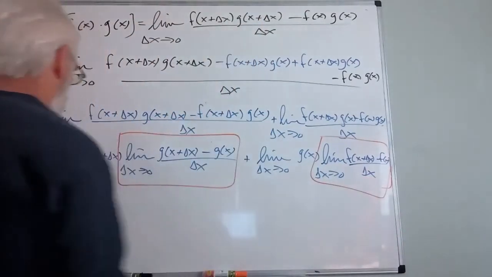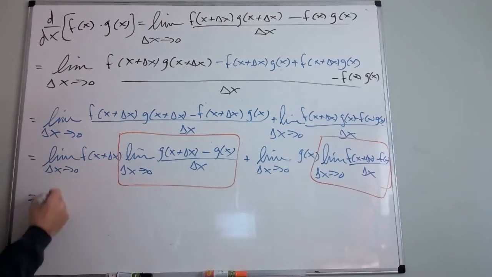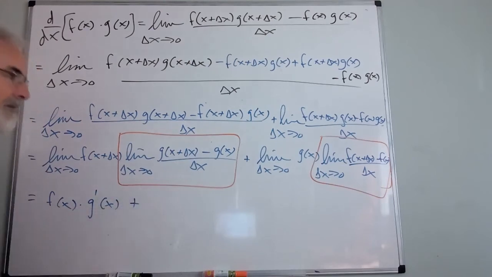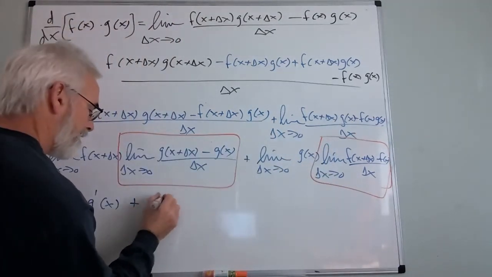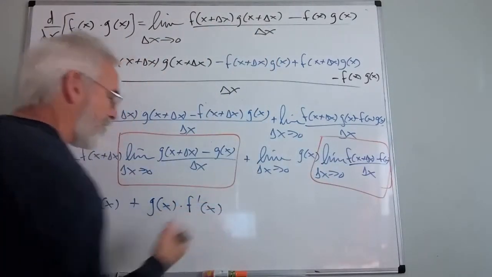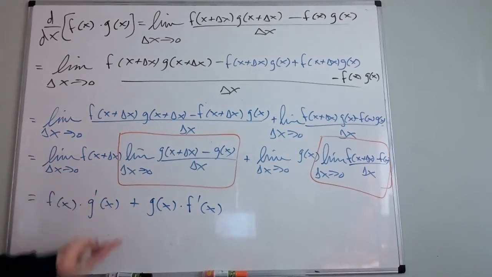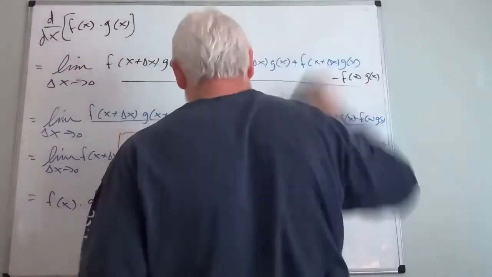So what are we left with? Well, as delta x goes to 0, f of x plus delta x just approaches f of x. So the limit is f of x. By definition, that is g prime of x. As delta x goes to 0, g of x just stays g of x, nothing's changing. And finally, that is just f prime of x, and this is our answer. This is the derivative of a product of functions. Now, this is very powerful, very useful, and it's actually really, really easy to remember, believe it or not. So I'll write it down.